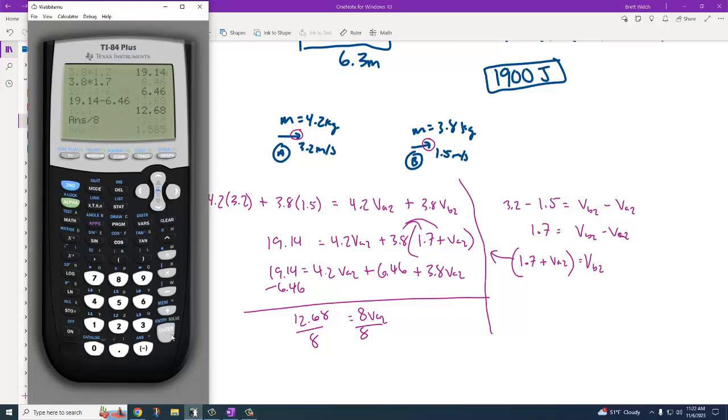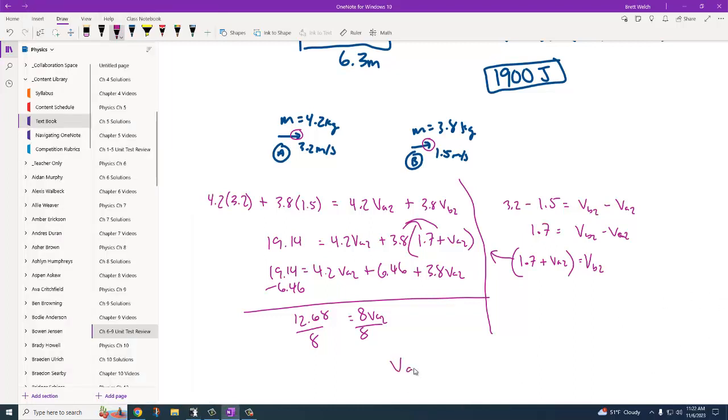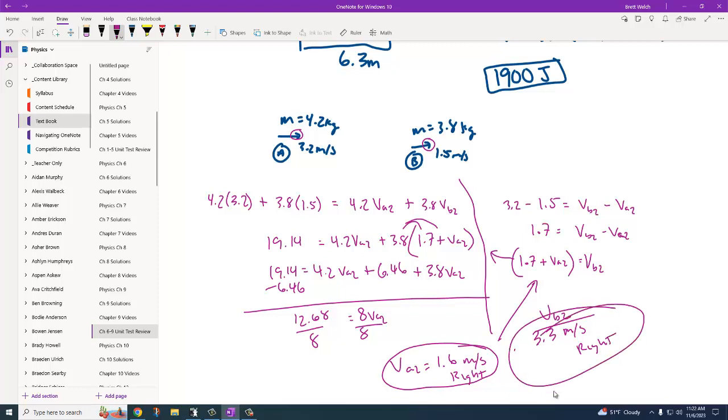Divided by 8 gives me 1.585 for 2 sig figs. I'm going to round that to 1.6. So VA2 is 1.6 meters per second, and because it's positive, that is to the right. I also need to know VB2, so I'm going to plug that in for VA2, and 1.7 plus my 1.6 should give me 3.3 meters per second for VB2. And it would also be to the right because it's positive.